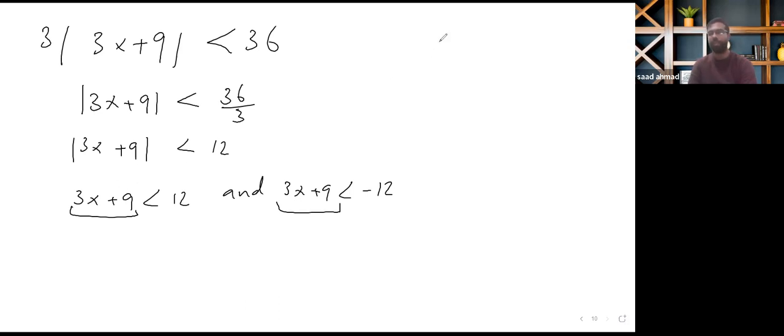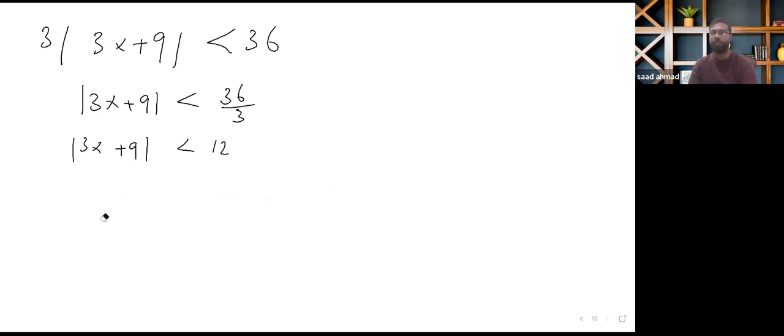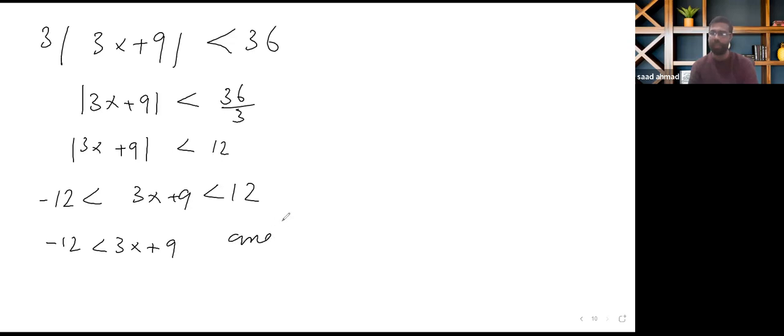So how we break the inequality when we want to remove the absolute value sign is: you write the -12 on the left side, then the inequality sign, and then you leave the positive one like this. Now we will get these two inequalities: -12 less than 3x plus 9, and 3x plus 9 less than 12.